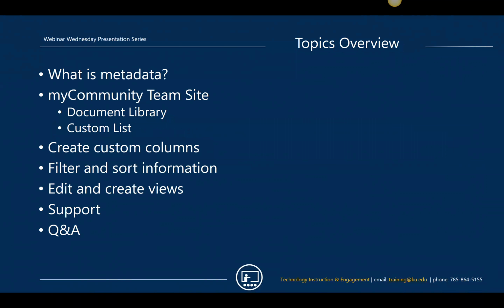All right. So today we're going to be going over a few things here. First of all, we'll be looking at what is metadata. If you've never heard the term before, I'll give you the generic definition of the word, and then we'll actually take a look at what it means for us when we use myCommunity. We'll go through a few slides. We're also going to spend a good bit of time in myCommunity itself on some of our team sites, showing you some examples of how those work in our document library app and the custom list app. They're the two biggest ones that are really useful with metadata.